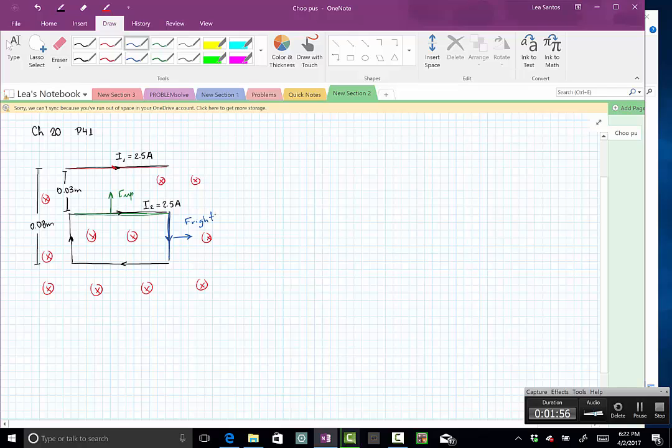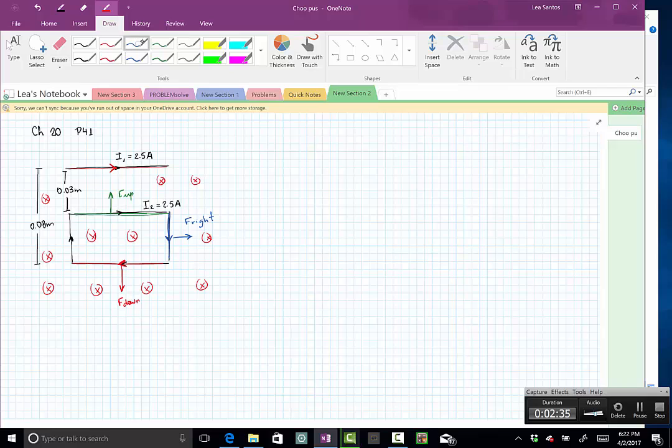Now let's go to the bottom part of the loop. Here the current is going to the left. This current is opposite to the current on the top of the wire by itself, so they repel each other, and there will be a force pointing down. I can also find that using the right-hand rule: current to the left, field into the page, so the force is pointing down.